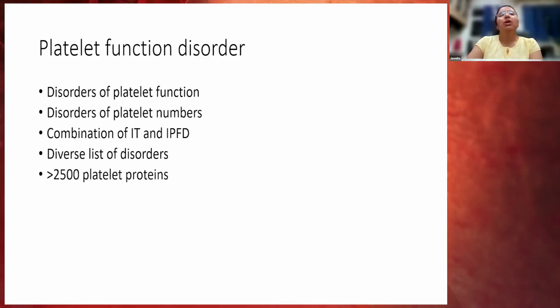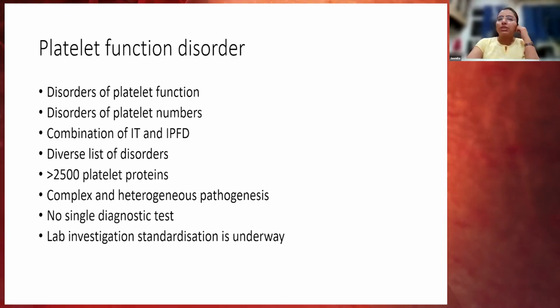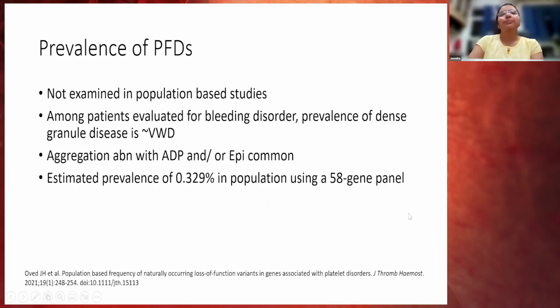Why is the list diverse? Because there are over 2,500 platelet proteins, and these disorders have a complex and heterogeneous pathogenesis. There is no single diagnostic test. And for lab investigations which have been available forever, even for those investigations, the standardization process is still underway. In addition, there is an increasing use of high throughput sequencing for the diagnosis of platelet disorders, and this high throughput sequencing has also enabled the addition of new members to the entity.